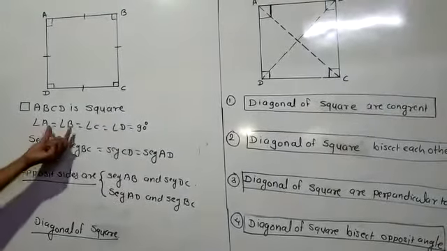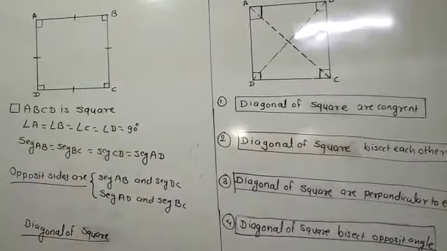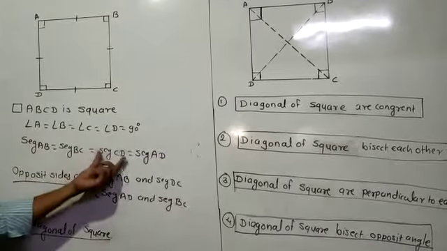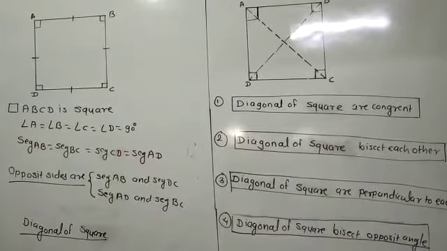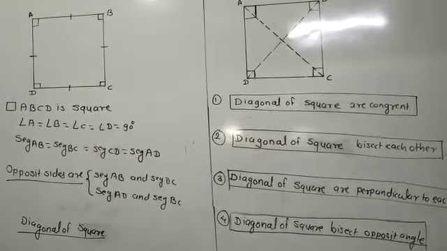Angle A is equal to angle B is equal to angle C is equal to angle D is equal to 90 degrees, which means all the angles are right angles. And segment AB is equal to segment BC is equal to segment CD is equal to segment AD, which means all the sides are congruent. When all the sides and all the angles are congruent, the quadrilateral is the square.